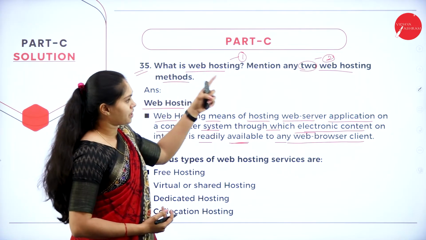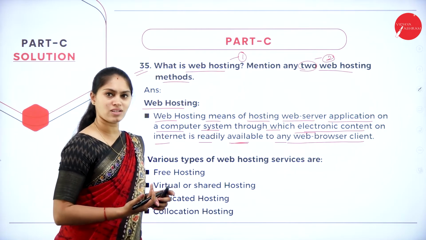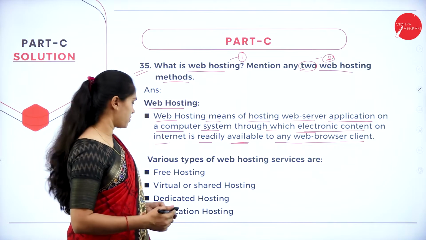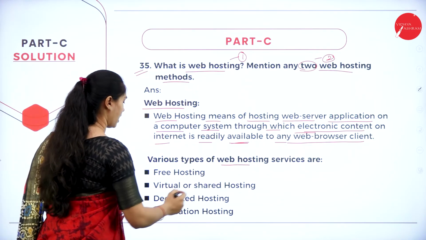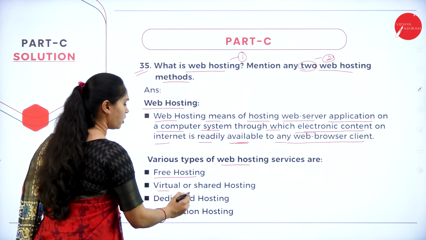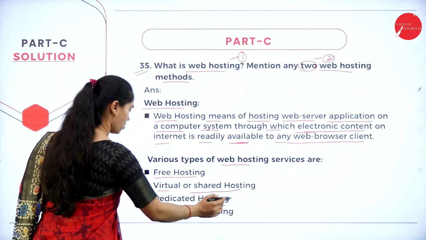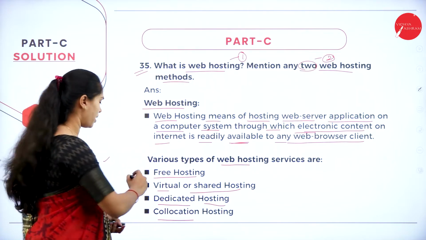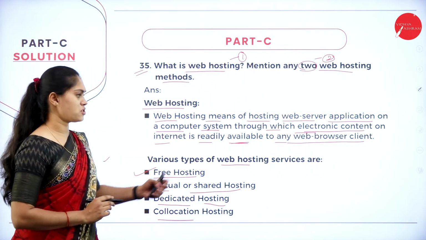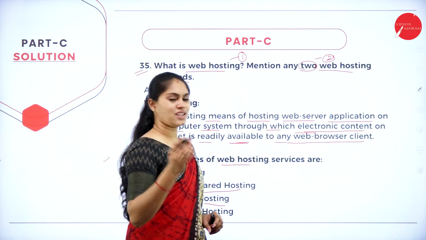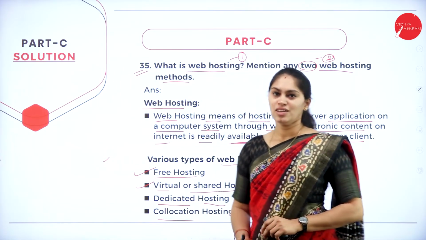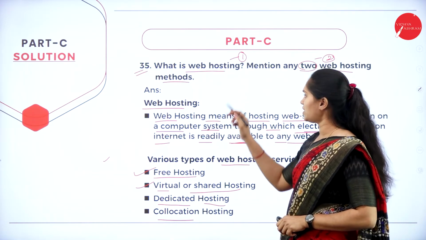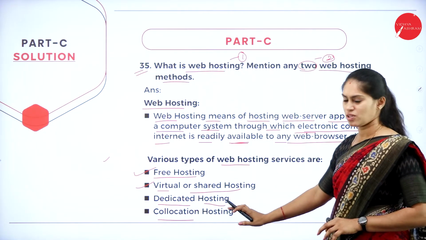Then what are the methods we have in order to do this web hosting? It has 4 types. Out of this, you can mention any 2. So what are the types of web hosting we have? Free hosting, virtual or shared hosting, dedicated hosting, and co-location hosting. So if you mention any 2 types of web hosting services, then surely you are going to get 2 marks. So write the definition and mention any 2 types of web hosting.